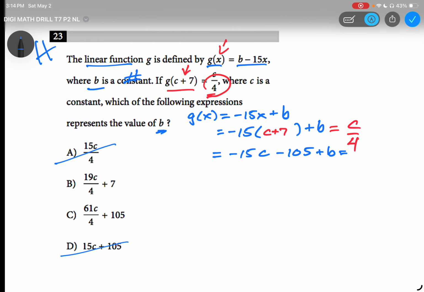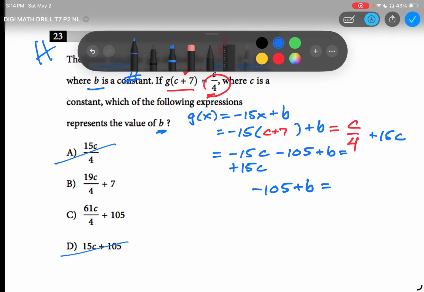What can we do? We can add 15c to both sides. Now we're going to have negative 105 plus b is equal to c over 4 plus 15c over 1. Why did I do that? Because here's another trick to the question. When you get to this point, here's where they're testing whether or not you know how to deal with adding or subtracting fractions. Do we have common denominators? That's what we need to add fractions.